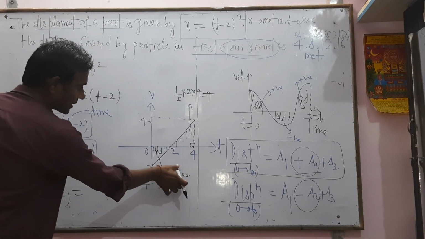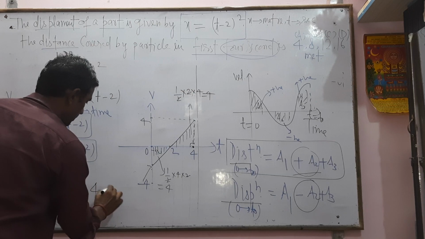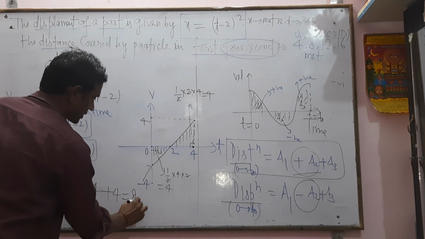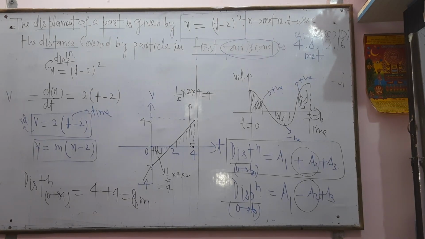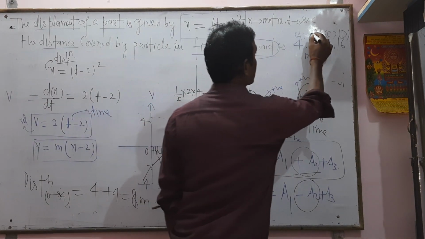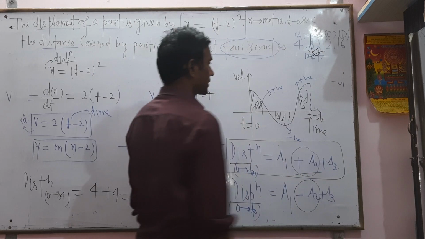Distance will be what? That is 4 and 4. So 4 plus 4 equals 8 meter. I think which option will be correct? That is 8 meter. So option B will be correct.